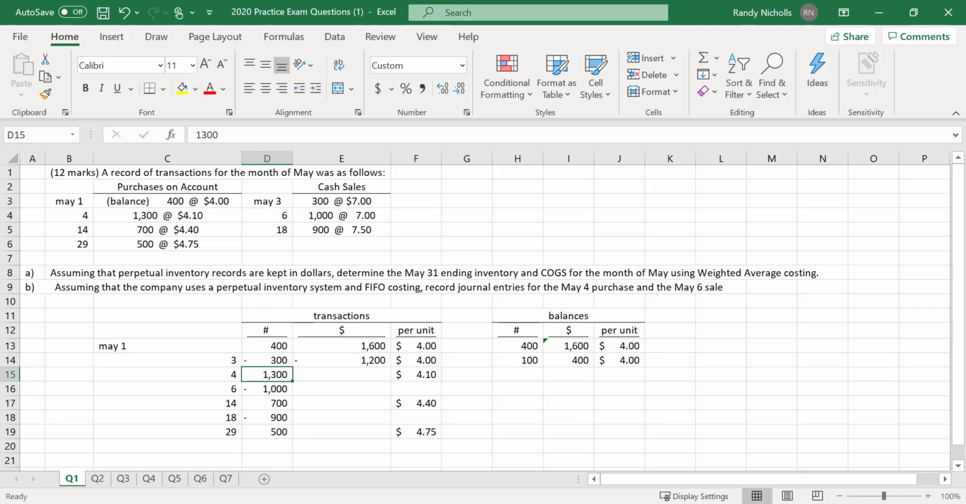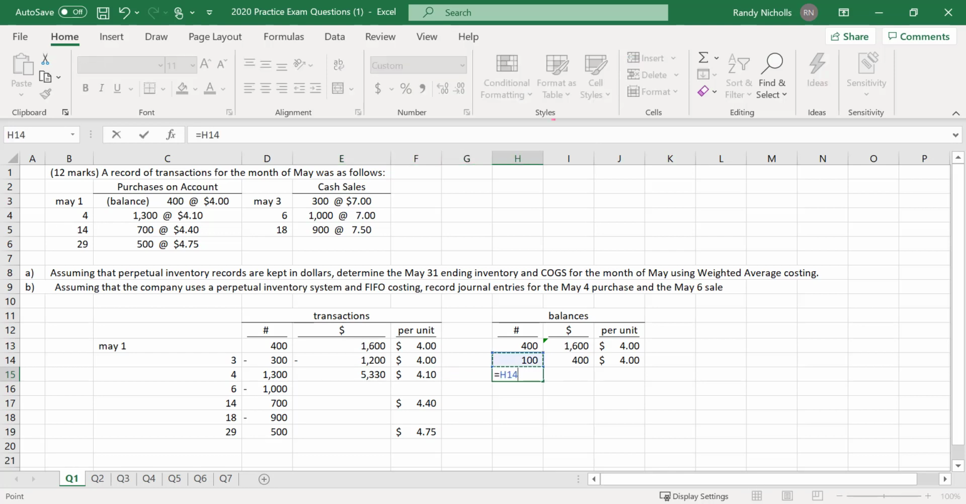Okay, so let's fill in the blanks here. I bought 1,300 at 410, so 1,300 times 410, I added 53,330 to my inventory. So again, I need to track how many units do I have and how many dollars do I have, and based on that, I can figure out my weighted average. So I had 100. I acquired another 1,300, so now I have 1,400 units. They were worth 400. I added the 5330.